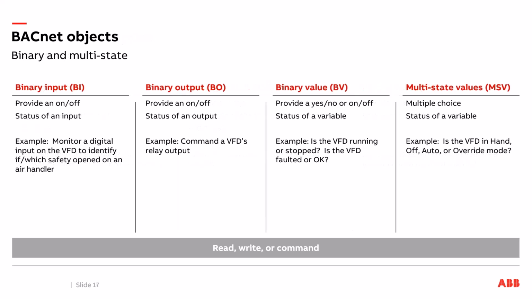Then there are the binary objects. So again, just more objects. Binary is, instead of being a range of information, an on or off. It's a yes or a no.